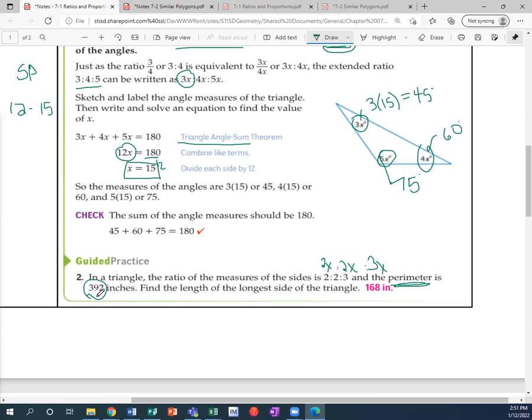Remember, perimeter means adding up all the sides. So I'm going to go ahead and write that. I'm going to add up all the sides. I'm going to add the side that was 2x to the side that was 2x to the final side that was 3x, and that's going to equal 392. And now I have an equation that should be fairly easy to solve. Going to add all my x's together. 2 plus 2 is 4, plus 3 more is 7.